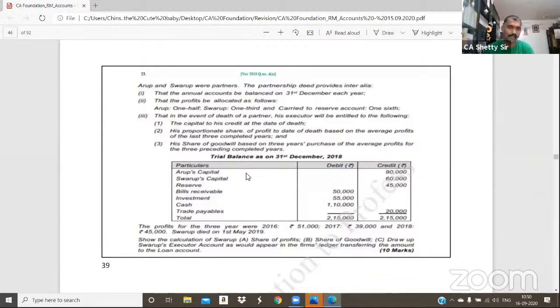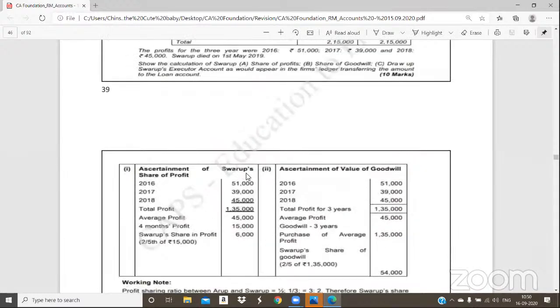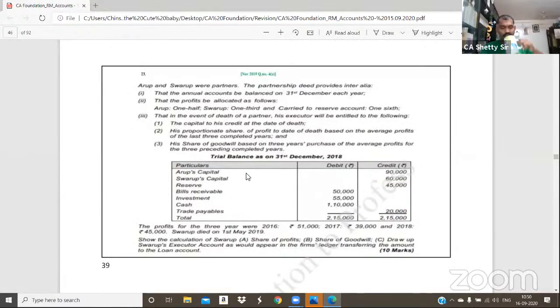How much do you get? 6,000. 6,000. Below that, what entry? P&L suspense account debit. Normally, actually, you should write S's capital. At the end, you should transfer. But here they specifically ask you to transfer to S's executor's account. Everybody understood? Yes, sir. Second point. Next.